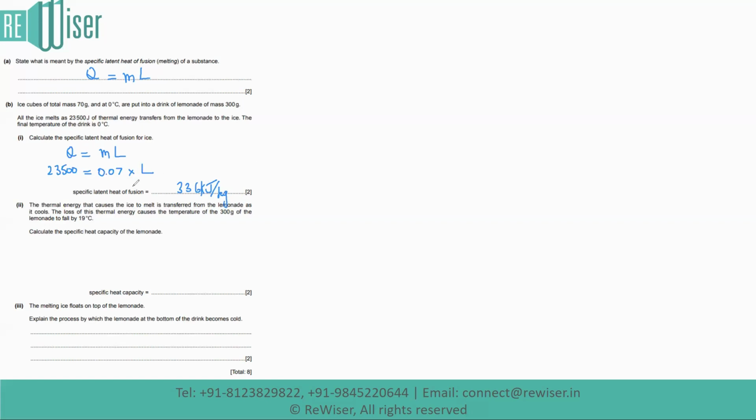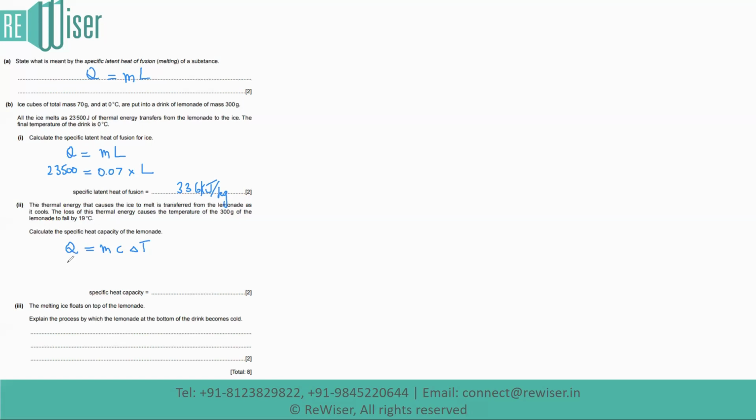The thermal energy that causes the ice to melt is transferred from the lemonade as it cools. The loss of thermal energy causes the temperature of the 300 gram of lemonade to fall by 90 degrees Celsius. Calculate the specific heat capacity of the lemonade. Now, specific heat capacity can be found out by the formula Q equals M times C times delta T, where Q is the amount of energy that is supplied and M is the mass and delta T is the change in temperature.